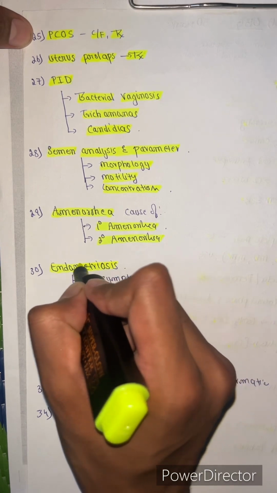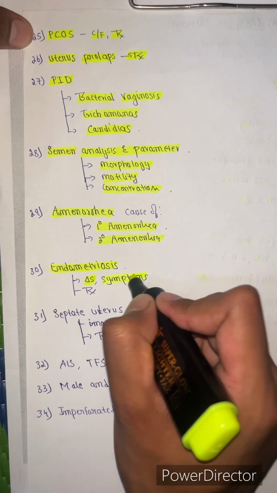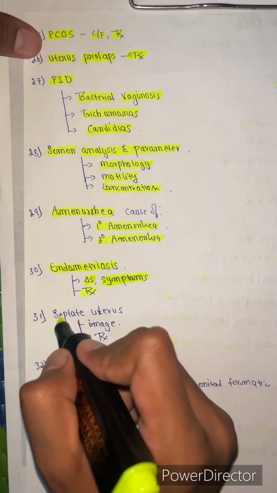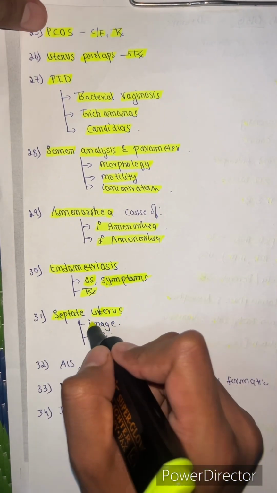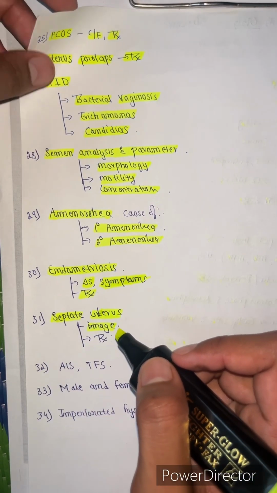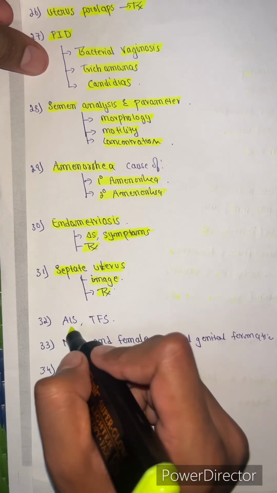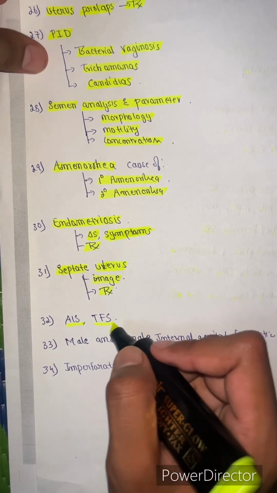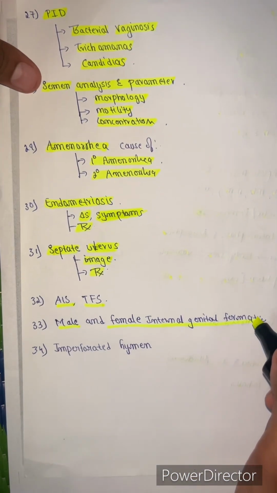Next we have endometriosis. In endometriosis you need to diagnose the case, and the symptoms of endometriosis are very important, as well as knowing about the treatment. Now we have septate uterus, where by looking at the ultrasound image you should identify what type of uterus it is, and the treatment of septate uterus is also very important. Maybe resection will be there. Now next is androgen insensitivity syndrome as well as testicular feminization syndrome. Know about this also. Then know about male and female internal genital formation also.